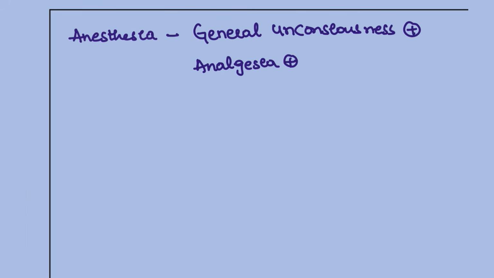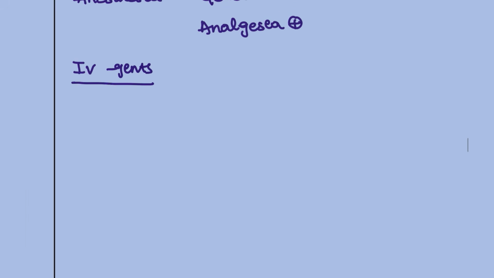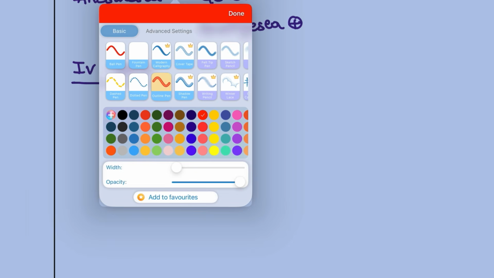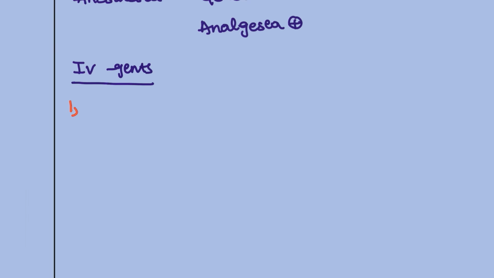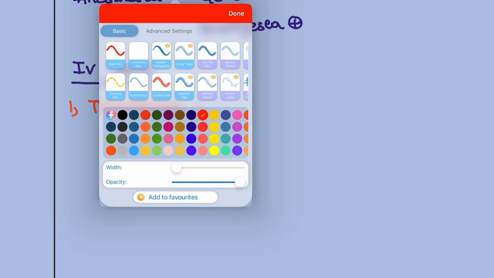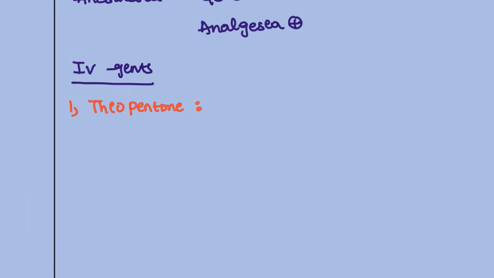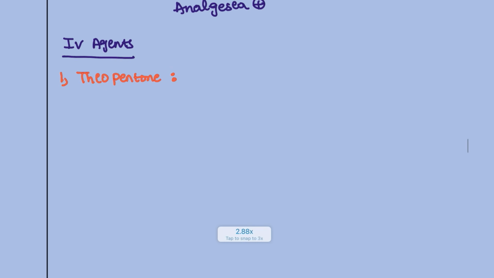And next we will be discussing the different types of drugs. First we will be discussing the IV agents. Okay, IV agents we will be taking note of. In the IV agents, I will first discuss the barbiturates. In the barbiturates, the older one is thiopentone. The drug is thiopentone. If you want to know, thiopentone is a barbiturate drug.